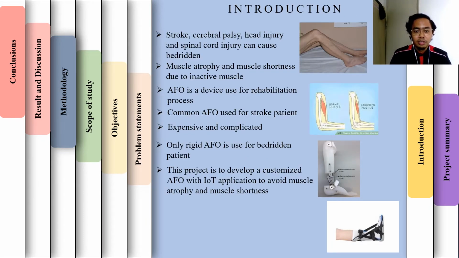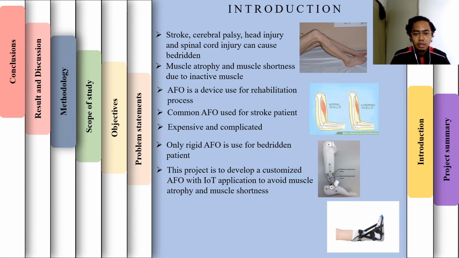Now, for the introduction. Bedridden status occurs when a person experiences stroke, cerebral palsy, head injury, or spinal cord injury. Due to this, many complications might occur. One of the serious complications related to muscle is muscle atrophy and muscle shortness. An AFO is a device used in the rehabilitation process. A common user of the AFO is the stroke patient. They use this AFO to assist them to walk.